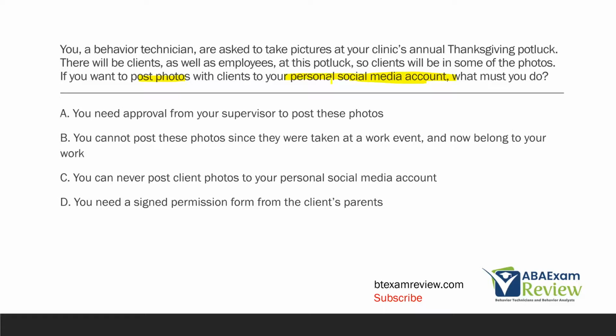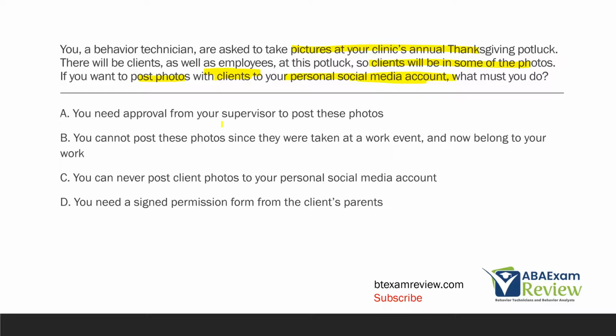Well, because can you ever post photos of clients to your personal accounts? No, you can't. The BCBA is now very strict and very clear that we do not share clients, no matter what, on personal accounts. Even if they have permission, even if they give you permission, we don't do it. So even though you took these pictures at the potluck and the clients just happen to be in some of the photos, you can't share any photos on your account if clients are in them. So what must you do?